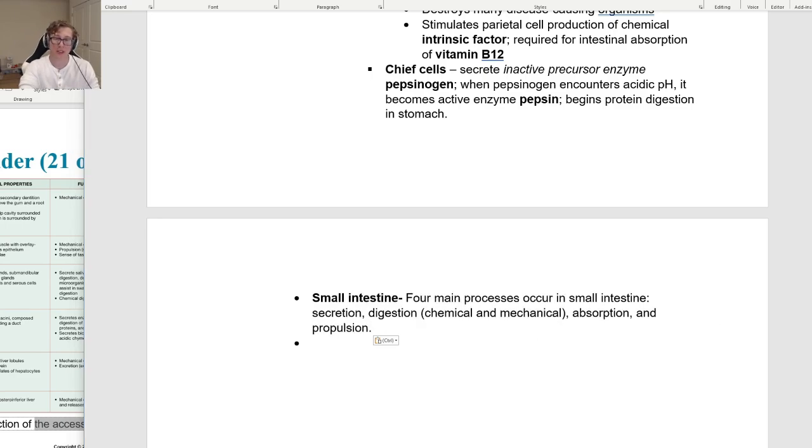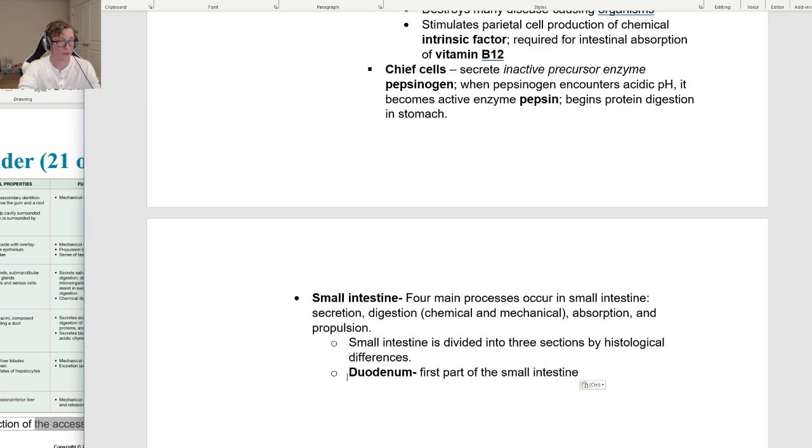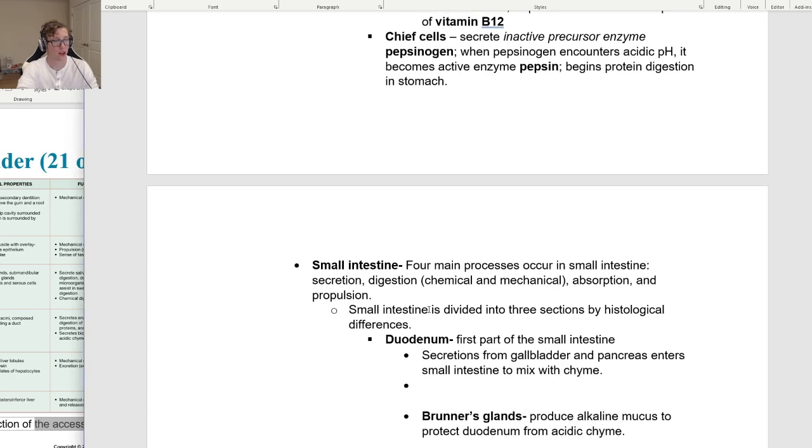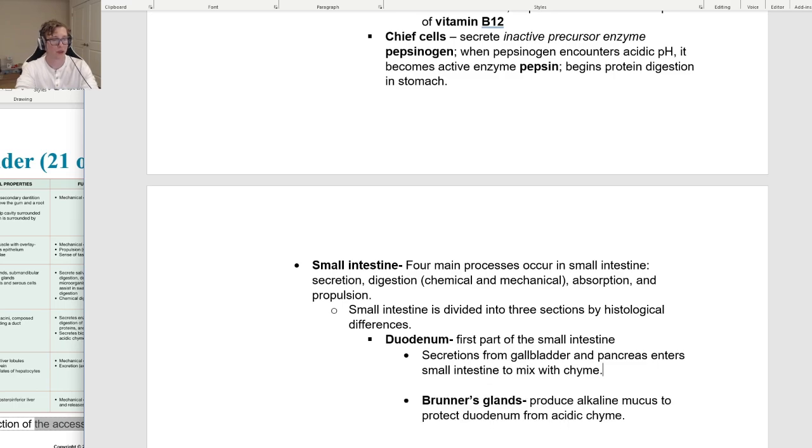Now, the small intestine is divided up into 3 sections depending on the histological differences. First one, duodenum. It's the first part of the small intestine, and this is where we are going to get secretions from accessory organs. We have the gallbladder and the pancreas. Those secretions enter into it to mix with the chyme. The small intestine has glands called Brunner's glands, and they produce an alkaline mucus.